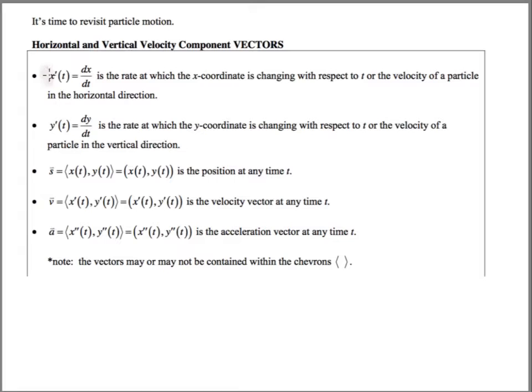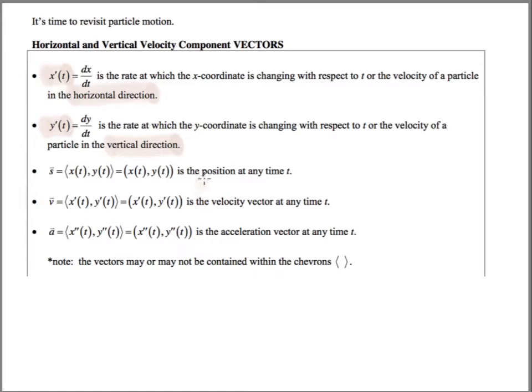Our derivative of x with respect to t is our horizontal direction of our particle. So it's the velocity of the particle in the horizontal direction. Whereas the derivative of y with respect to t is the velocity of the particle in the vertical direction. So x is moving horizontally, y is moving vertically.